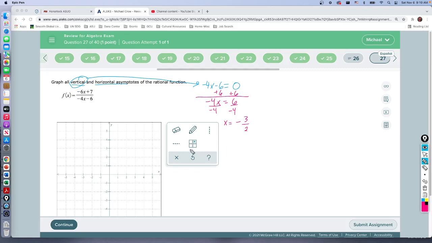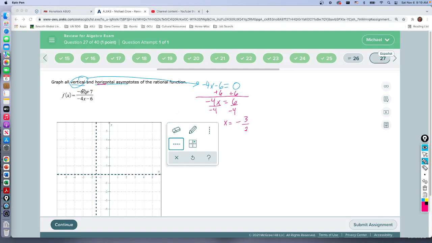So there's one, and then let me take this and see if we can graph it, so that's a vertical asymptote. Let's see if it'll let us. We got the tool. Oh, okay, it does let us go to the halfway. So negative 3 halves is the same as negative 1 1/2. Now let's look for the horizontal asymptote.